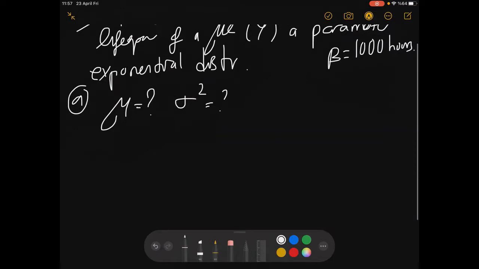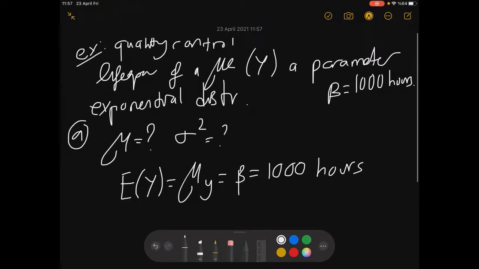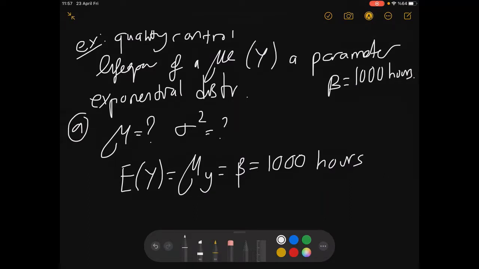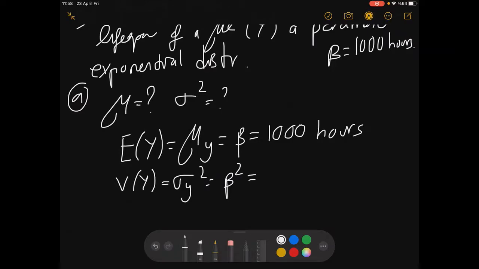So if you remember, our E(Y) was directly beta, right? If your distribution is exponential with beta equals 1000, your average will be 1000 as well, 1000 hours, and your variance would be the square of it. It is 10 to the power 6, as of course it doesn't have a unit. So that would be your variance.